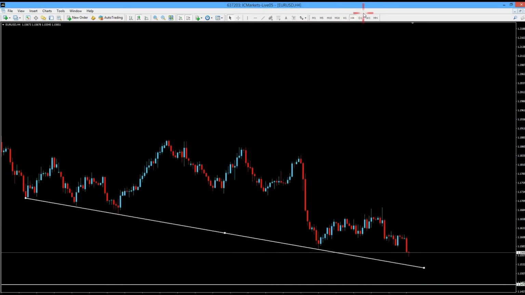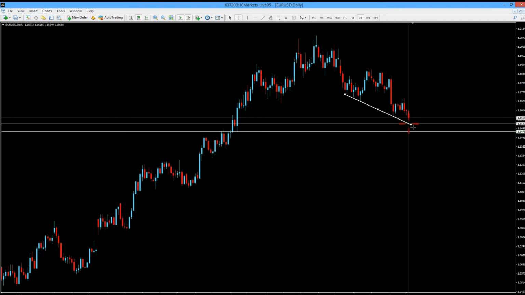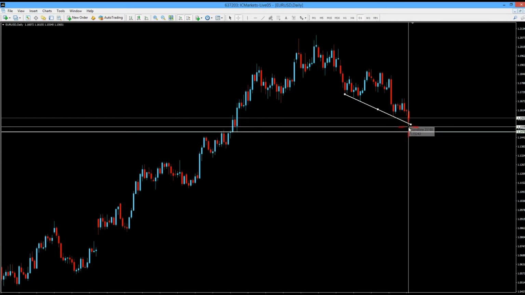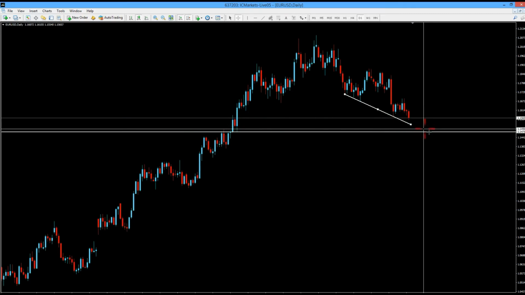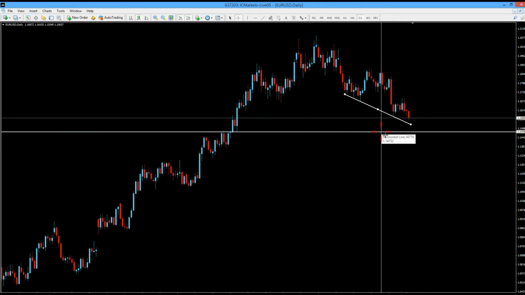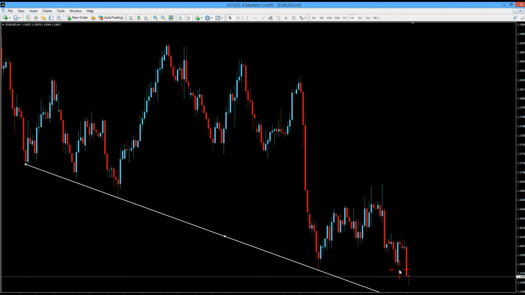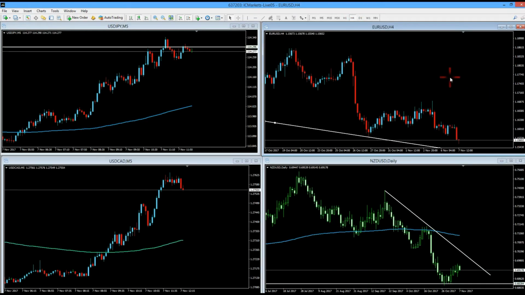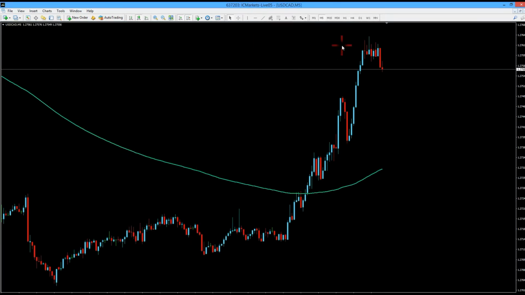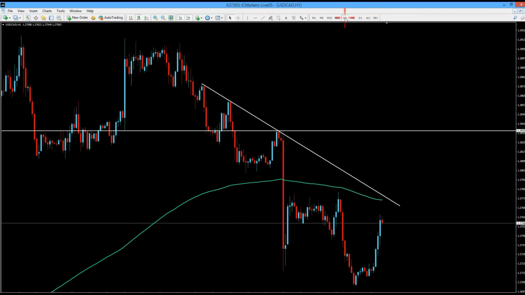So we go back to the daily. So the first target is here, and then after that, if this breaks, the price will continue either towards this level or this level here. But regardless, there should be some support in this area here. So for now, we want to trade towards this trend line that we have. So that's EUR USD.